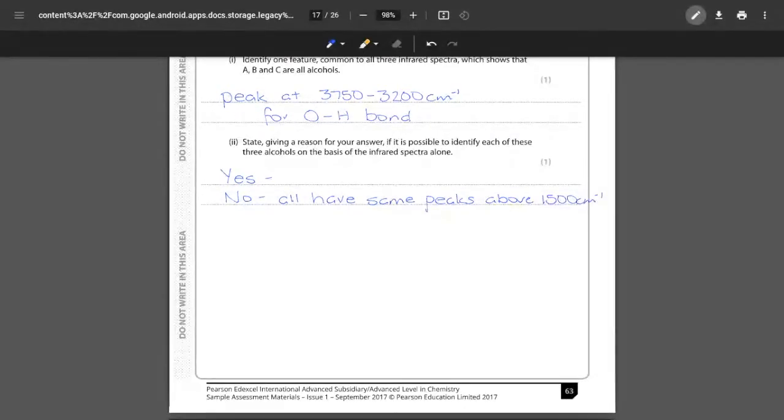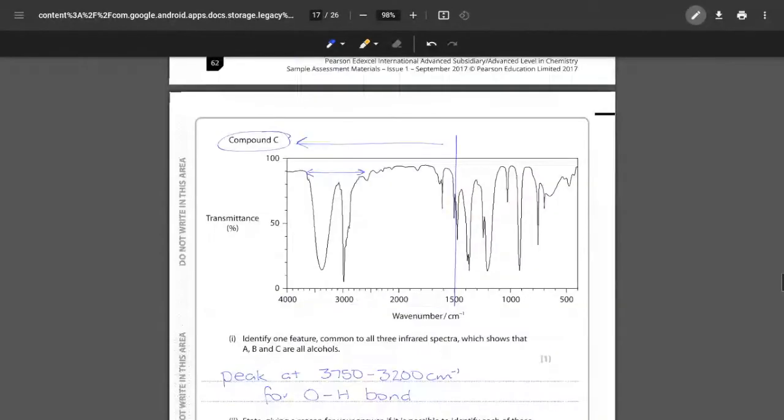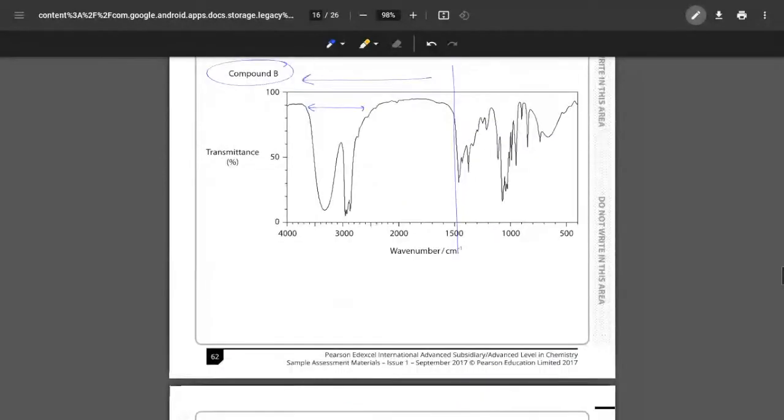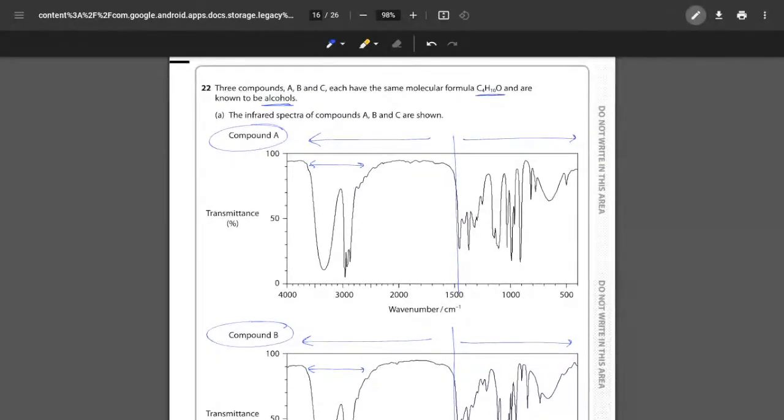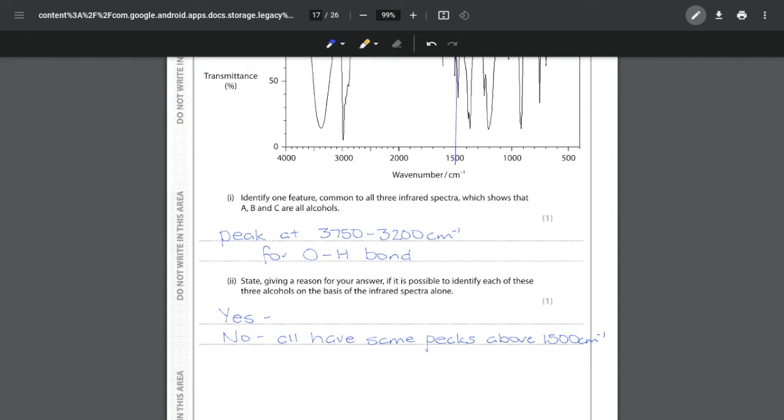However, a perfectly acceptable answer is something that's actually outwith the spec, but something that you would have talked about in lessons: you could use the part on the other side of the 1500 wave numbers down to 0, and we call this, as I said, the fingerprint region. So if you look at compound C and compare that to compound B and compare that to compound A, you can see they are all different. You can actually get a mark here for saying yes by using the fingerprint region. So two contradictory answers, but both of them perfectly acceptable.